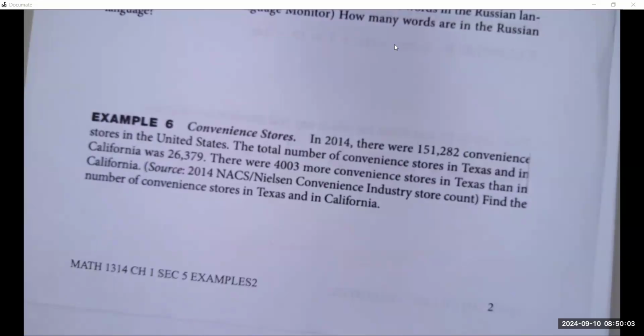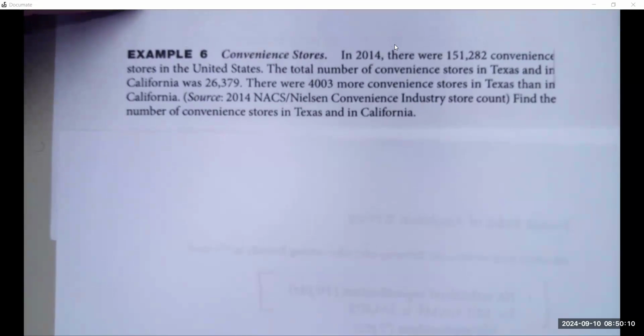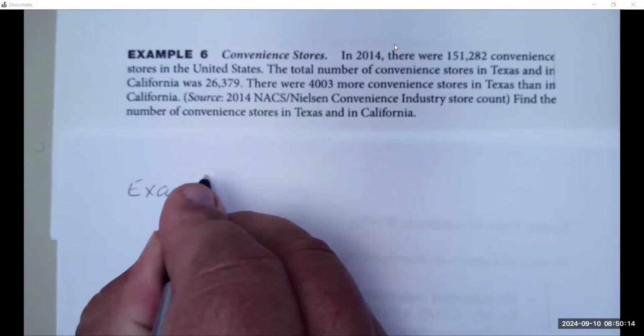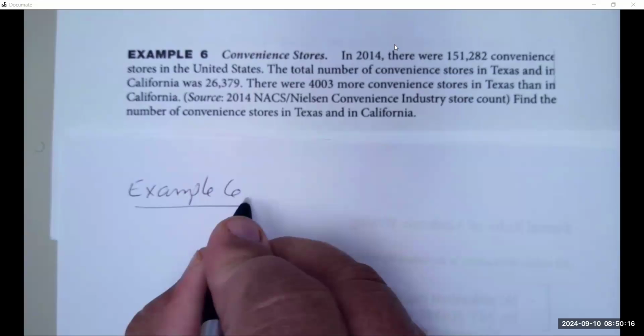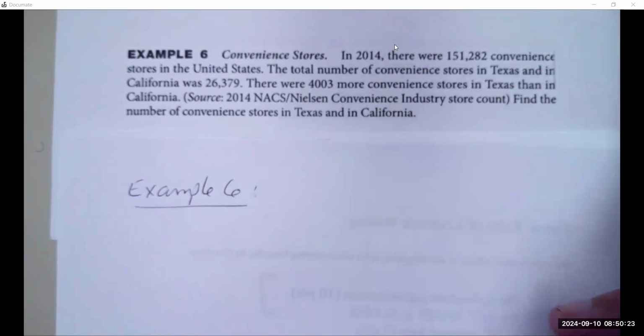So let's convert that into math statements. This is example 6. So what do we know? What does the first sentence tell us?